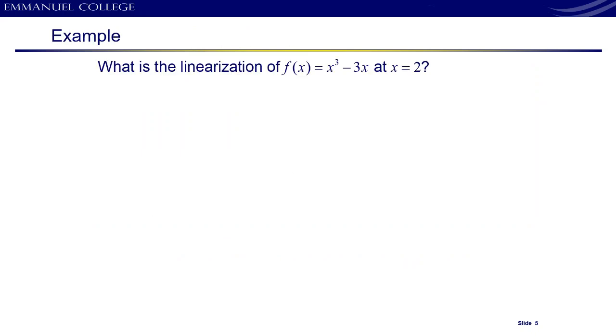So our first example, what's the linearization of f of x equals x cubed minus 3x at x equals 2? That's basically asking, what's the tangent line at x equals 2? So if we're going to do that, first thing I need, what's f prime of x? So power rule. So 3x squared minus 3.